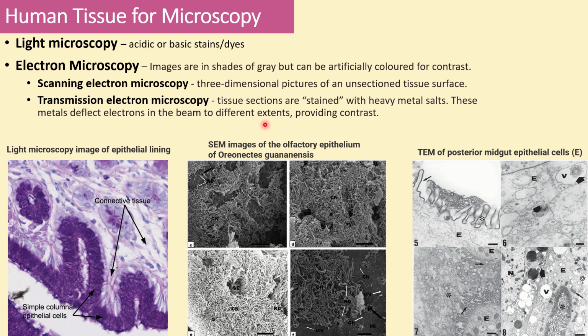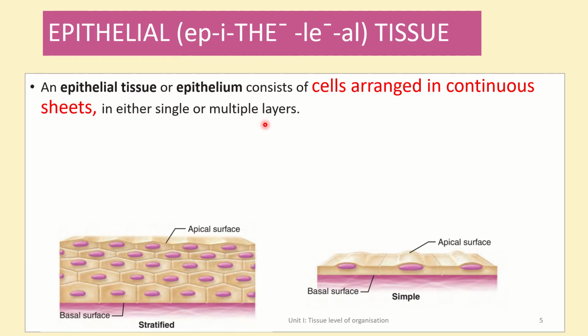Now let's move on to the most important type of tissue that we will be covering in the lecture today: epithelial tissue. An epithelial tissue or epithelium consists of cells that have been arranged in continuous sheets in either single or multiple layers. This is an example of a simple epithelial tissue. This is an example of stratified epithelial tissue. In both cases, you can observe a basal surface and an apical surface.